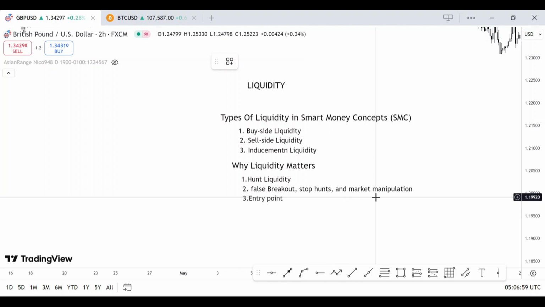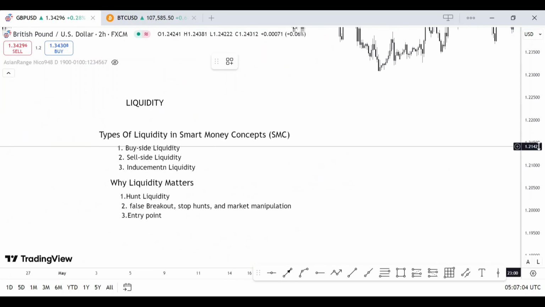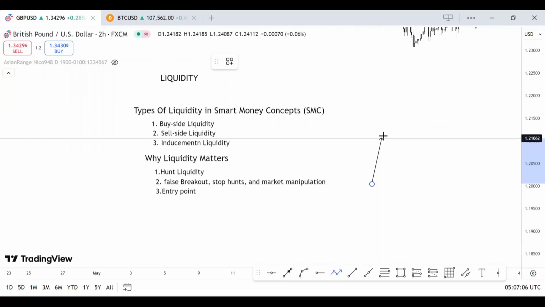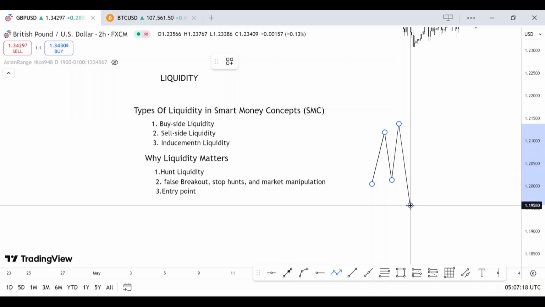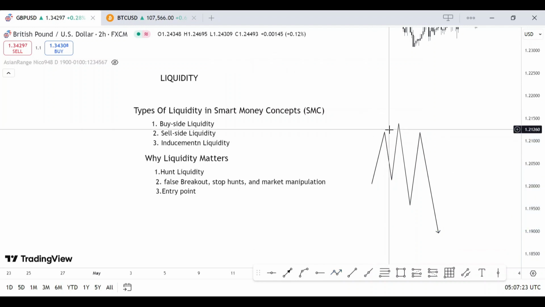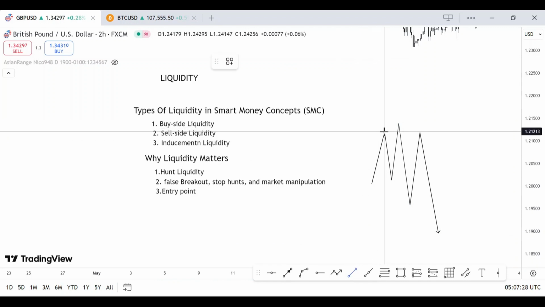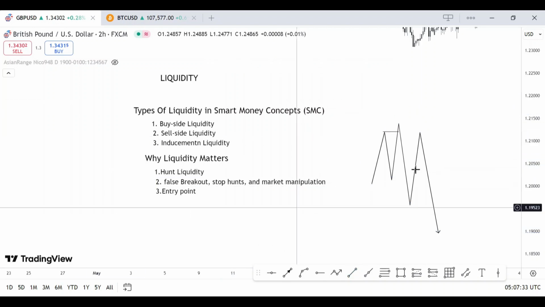It explains false breakout. For instance, as we gave an example here of a buy side liquidity, you might think price is going to continue to the upside, but you place your buy stop here, price will come, do something like this, then move to the downside, then come back, then continue to the downside. So in this case, this buy side liquidity is a false breakout. Now I'll show you how to spot it.